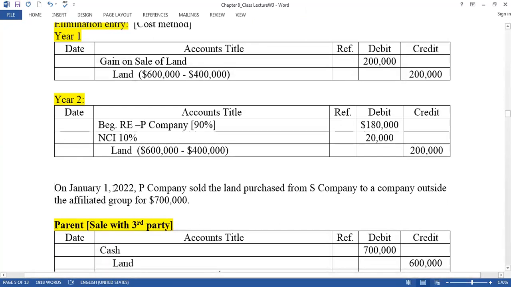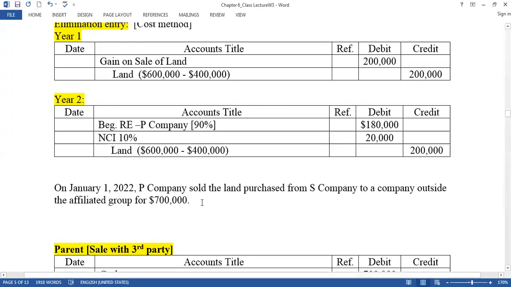Now another transaction. On January 1st, 2022, the parent company sold land purchased from S company to a company outside the affiliated group. Now here, up to here, what is the gain or loss? What is the realized? Because this is a sale to a third party, right? Sale to a third party means we have to calculate realized gain or loss. What is the amount?